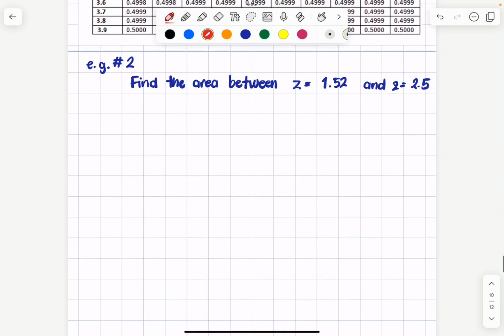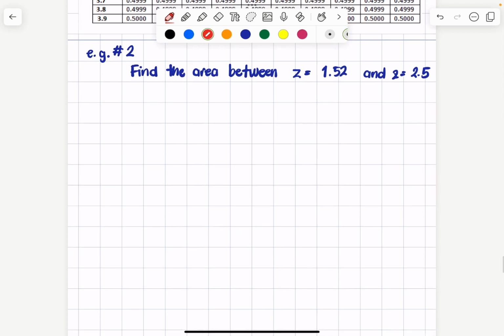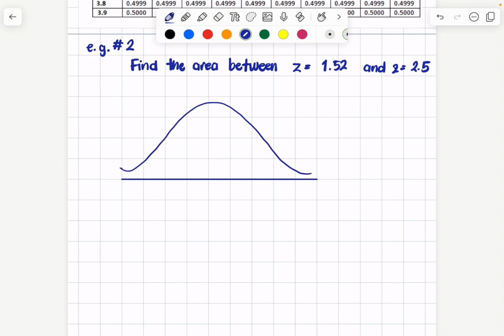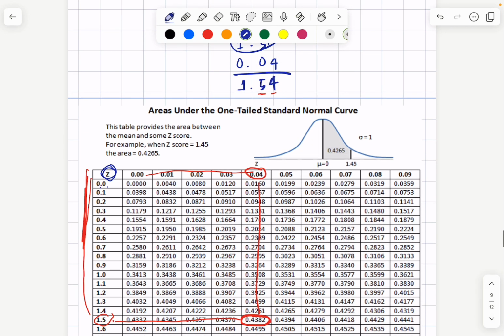Okay, next. So let's have this example na pod. Find the area between z is equal to 1.52 rather, and z is equal to 2.5. So para mas klaro, para mas makita kung sa gipangita, of course, draw your table. Tarungon na itong draw ang table. Okay. As always, your mean is 0 because this is the standard normal curve. The areas under the standard normal curve.